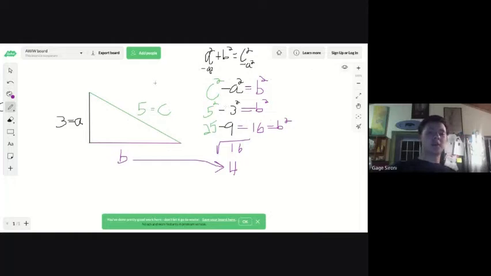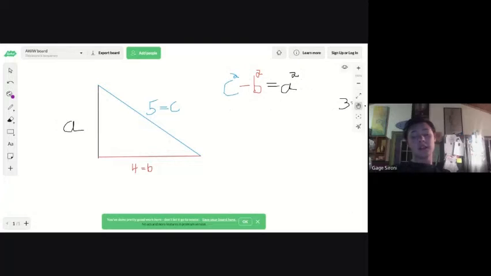Notice that we take c, which is always our biggest value. It's the hypotenuse of the triangle, and we subtract whatever side is known. So in this case, I knew what side A was, so I subtracted A from C.